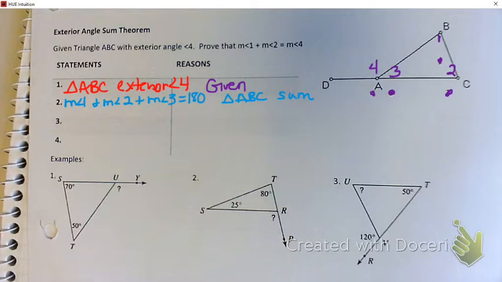Would it be 4 and 3? 4 and 3. Why are angle 4 and angle 3 equal to 180? Oh, because down here is a straight line. So 3 and 4 make a line, right? They're called linear angles. So they equal 180 also.